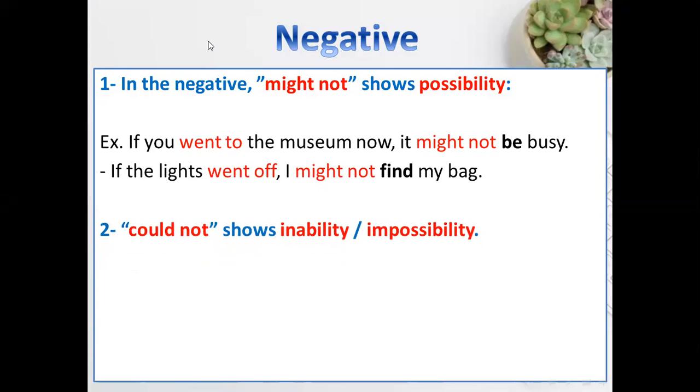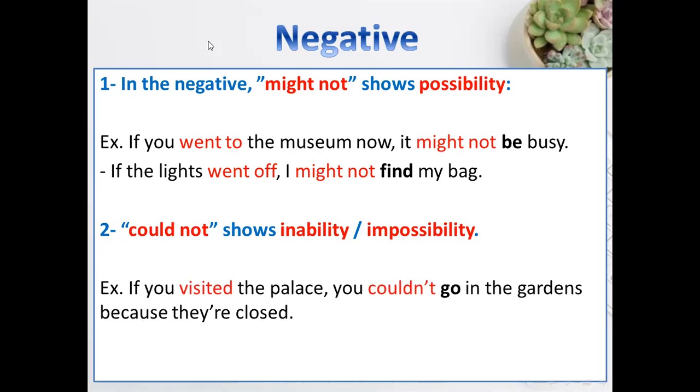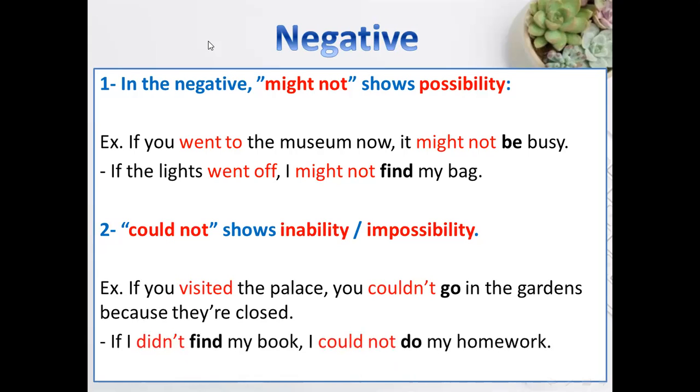Could not shows inability or impossibility. So might not shows possibility, and could not shows inability or impossibility. If you visited the palace, you couldn't go in the garden. You couldn't go. It's impossible to go. You are unable to go. You aren't able. You couldn't go in the gardens because they are closed. If I didn't find my book, I couldn't do my homework means I am not able to do my homework.